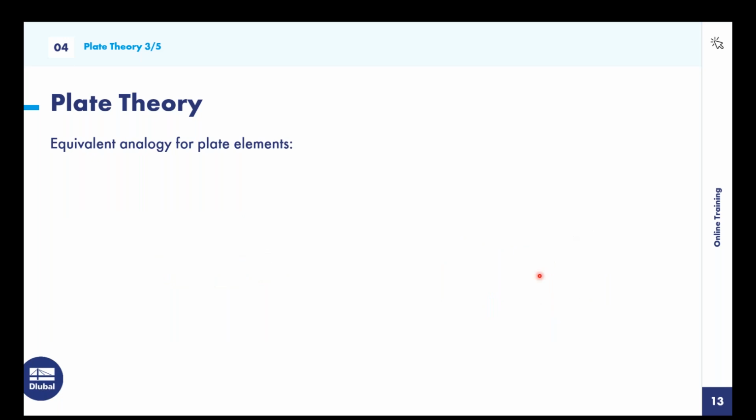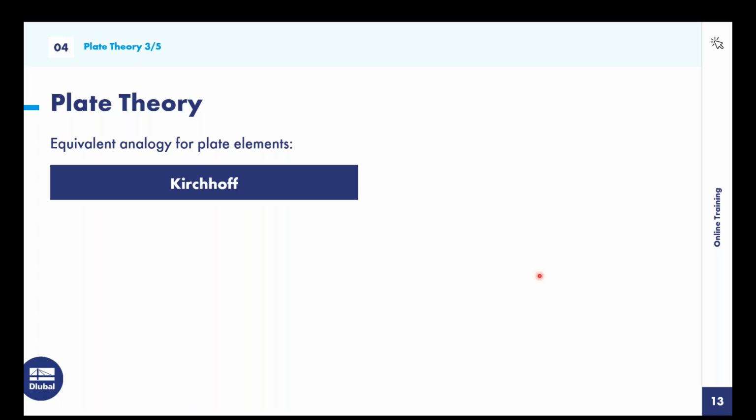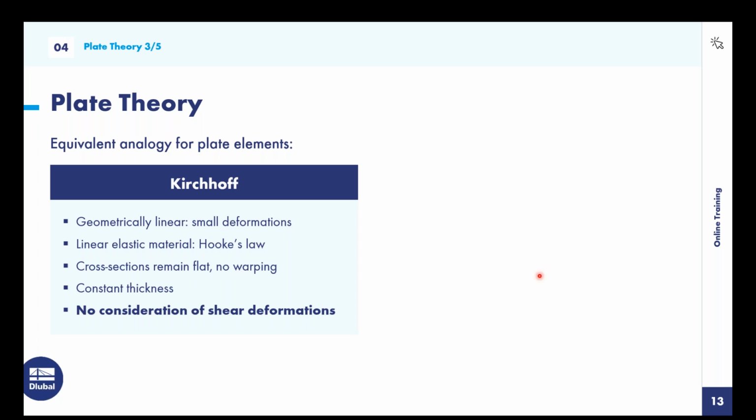Now, how do these compare to the equivalents of the two plate theories for plate elements? Bernoulli's can be comparable to the Kirchhoff plate theory. The assumptions for the Kirchhoff plate theory are that we're going to be using a geometrically linear analysis, so small deformations. We're going to be using a linear elastic material based off of Hooke's law. The cross-section remains flat, there's no warping, there's constant thickness, and there is no consideration of shear deformations.